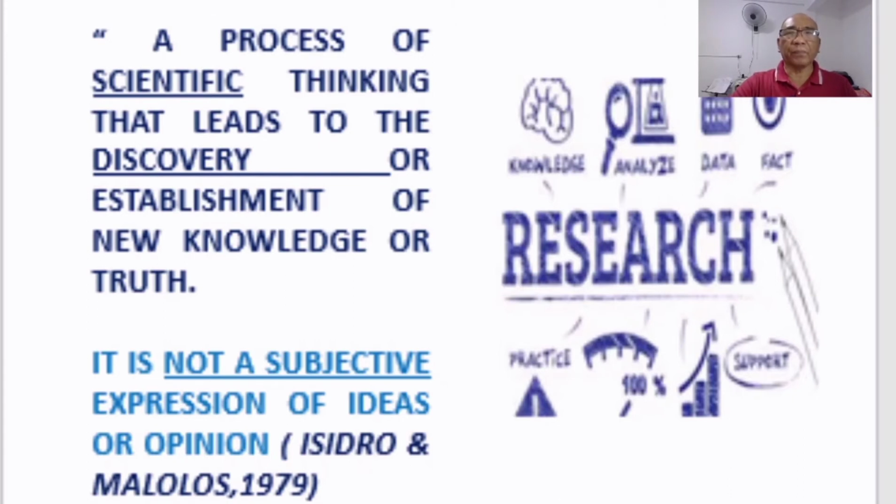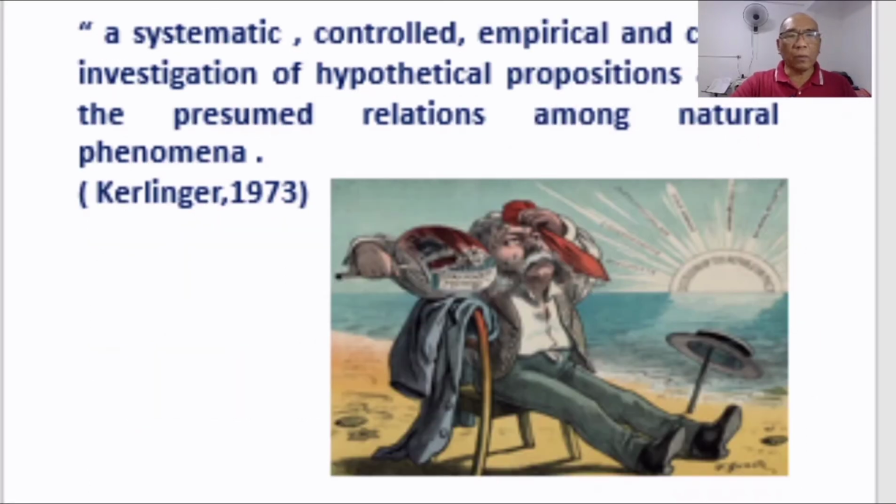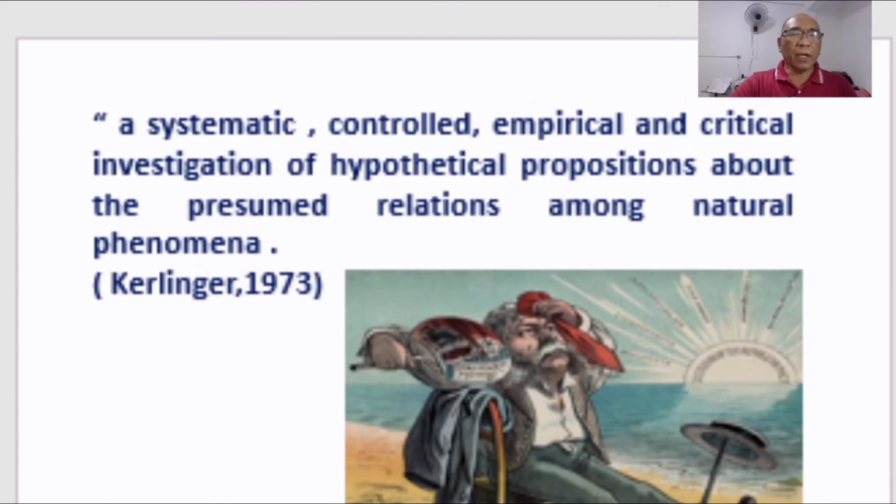Another definition emphasizes that research is a systematic, controlled, empirical, and critical investigation of hypothetical propositions about the presumed relations among natural phenomena. This definition tells us how research should be done scientifically, as it follows a systematic pattern. It also has to follow controlled conditions to give accurate empirical answers to the questions in mind during the formulation of hypotheses, which are based on the observation of the environment or the surroundings of the research.